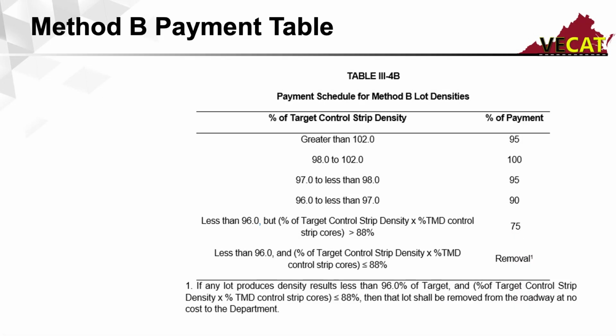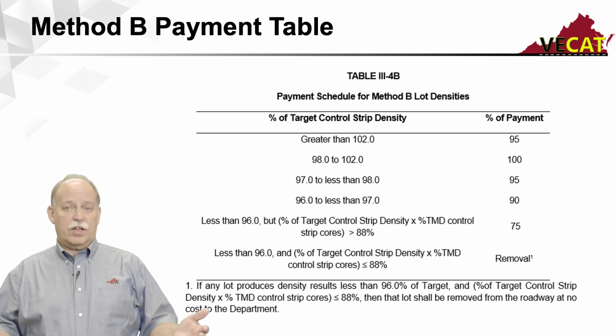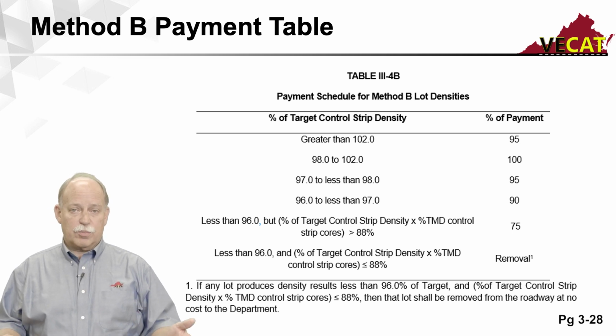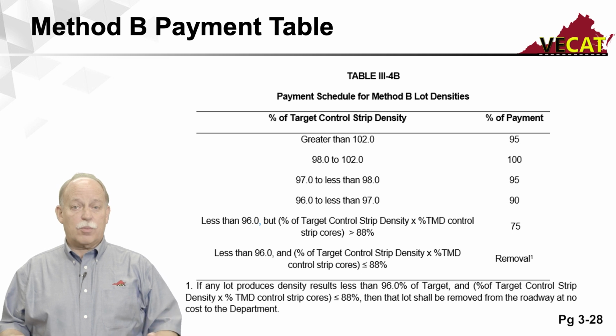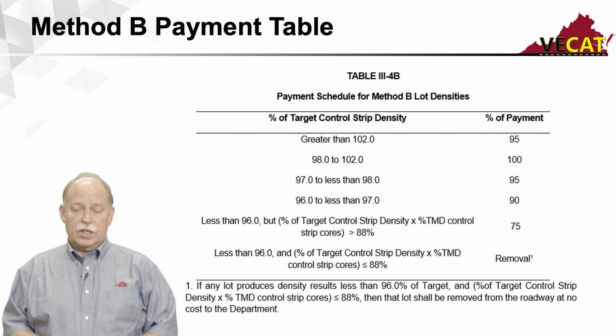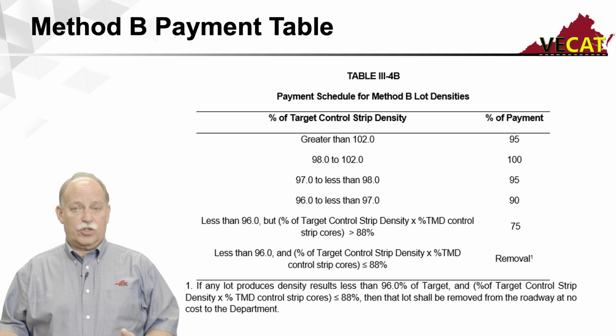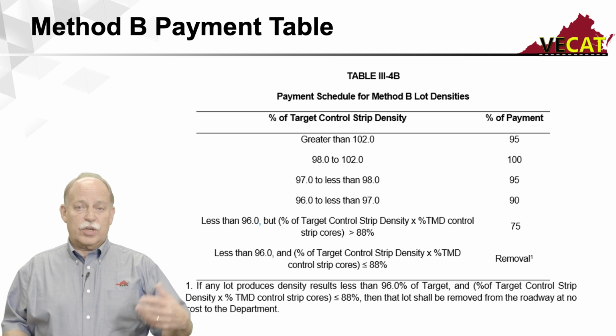So now this is the method B pay table we talked about. This is table 3-4B, and this is how you determine pay for that method B nuclear density testing that we just talked about. We'll go through this in much more detail later on. However, this table details out specifically how the pay is occurring for different density levels using method B, nuclear gauge. So if you're greater than 102%, you'll see that there's actually a deduct. You'll have a 5% deduct. However, to get 100% pay, you're in that 98 to 102% range. So if you want 100% pay, you need to be 98 to 102% of your control strip density.